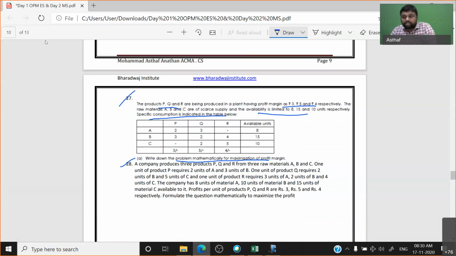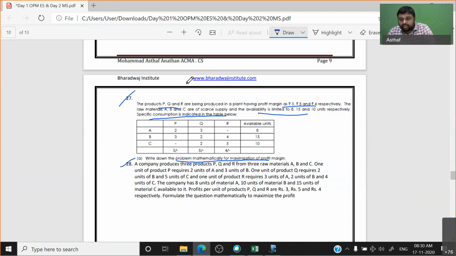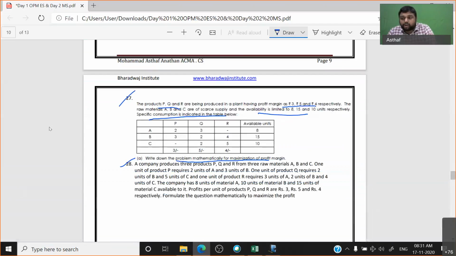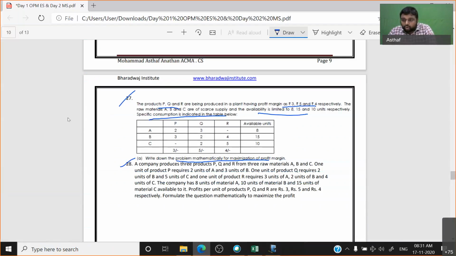A company produces 3 products, P, Q, R. Then it has 3 raw materials, A, B, C. 1 unit of P requires 2 units of A and 3 units of B. 1 unit of Q requires 2 units of B and 5 units of C.